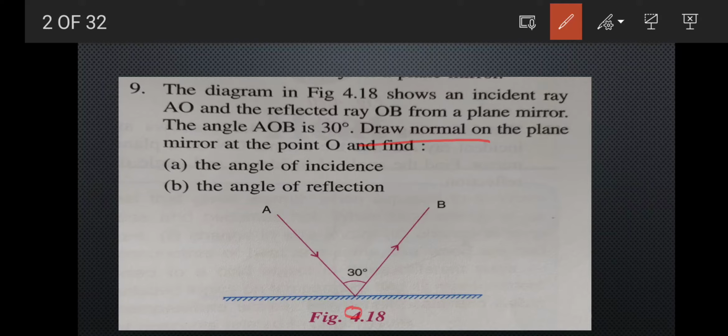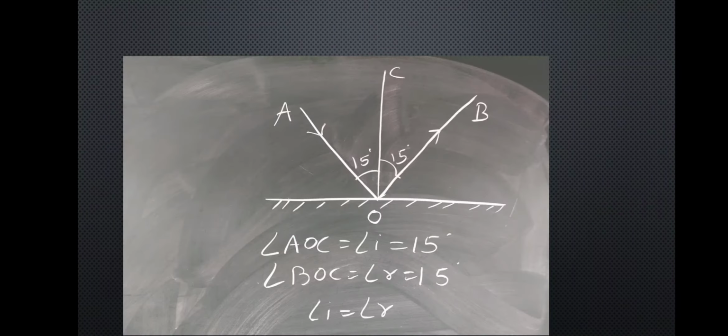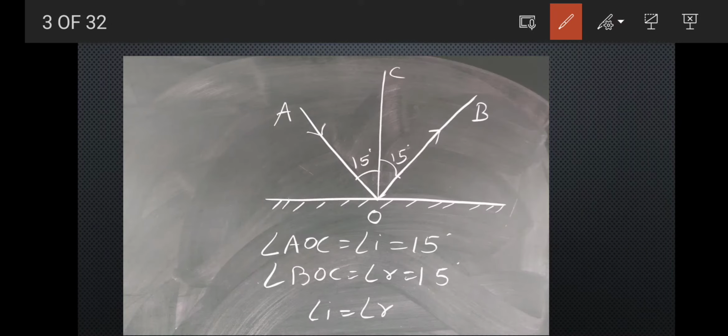So you know what the angle of incidence is. Angle of incidence means the angle between the incident ray and the normal. And angle of reflection means the angle between the reflected ray and the normal. Here it is very clear that in the question, this angle AOB was given as 30 degrees.